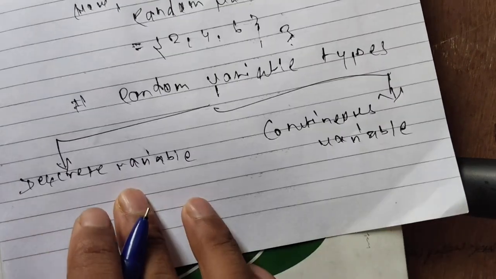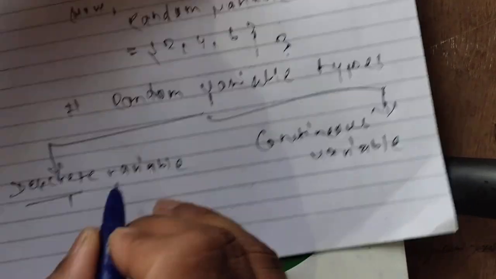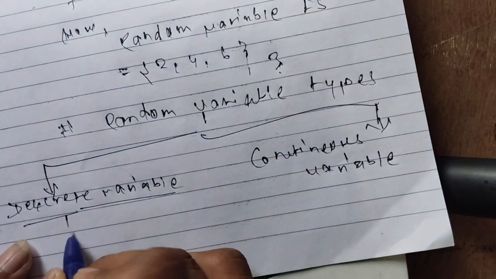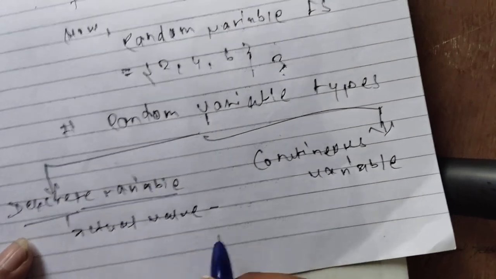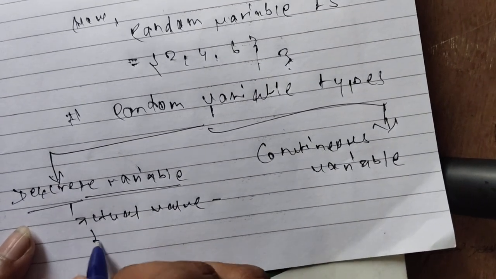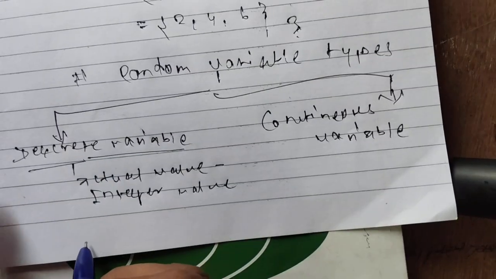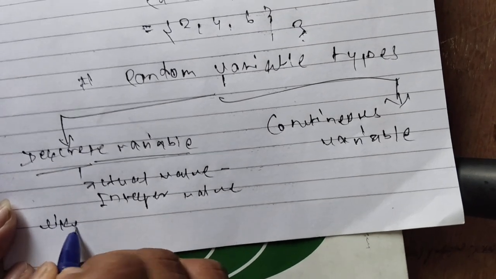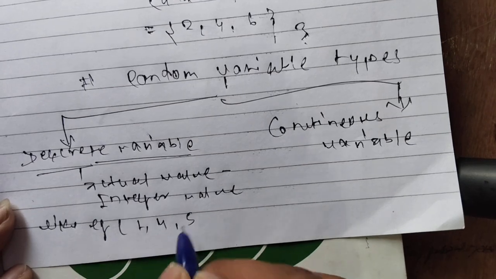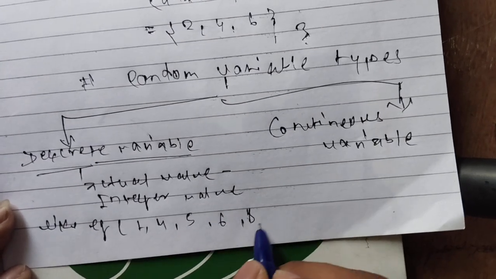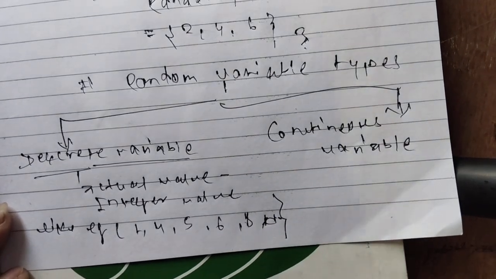A discrete variable takes actual values, integer values, for example 1, 4, 5, 6, 8, and they have no decimal value.